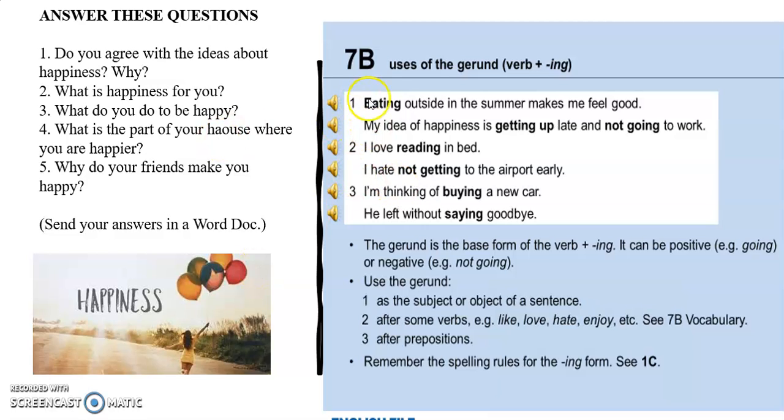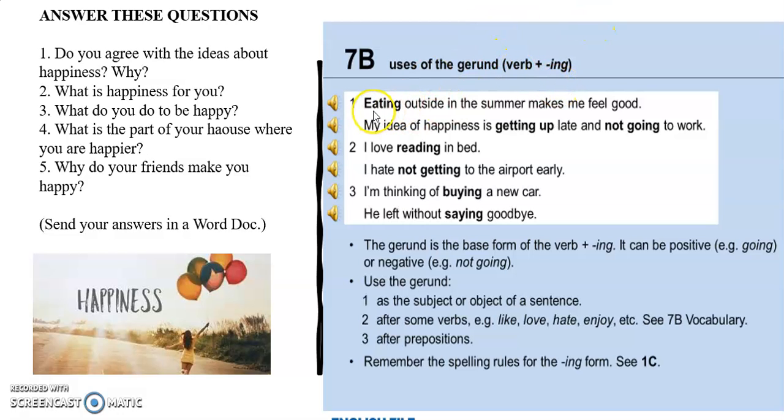So when we analyze the text about happiness, in this unit we are going to see the uses of the gerund. The gerund is when you put a verb followed by ing, such as eating, getting up, going, reading, getting, buying, saying. The verb is say, and you add ing. The verb is eat, and you add ing. So you don't have to say to eat or to read or to get. You can use the gerund ing.